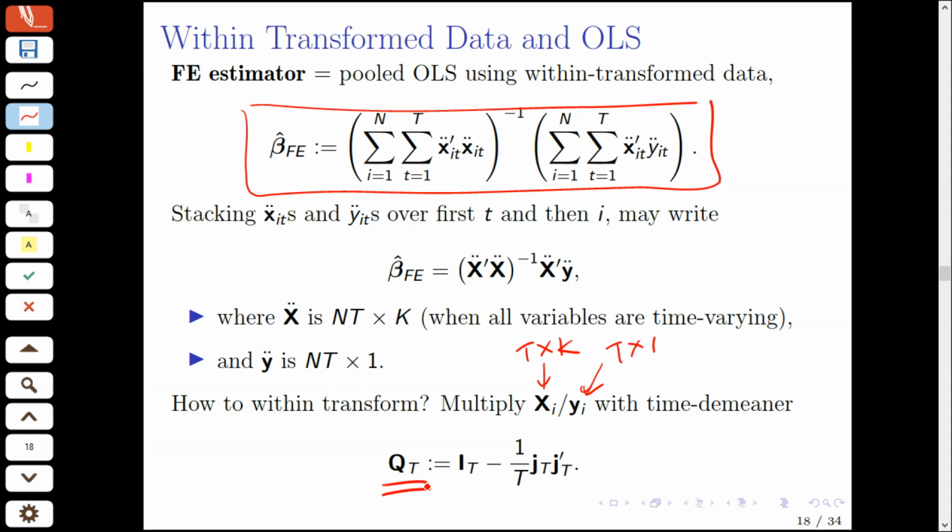This time demeaner is just the T by T identity matrix upon subtracting 1 over T times the outer product of these J_T vectors, where the J_T vectors are just a T by 1 vector of 1s. Hence their outer product results in a T by T matrix consisting solely of 1s. Now you get experience with this sort of transformation and other transformations in the exercises.